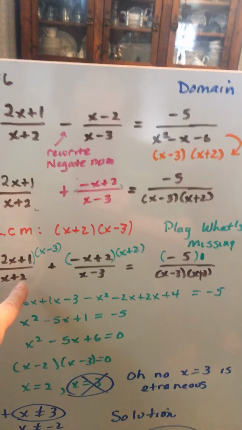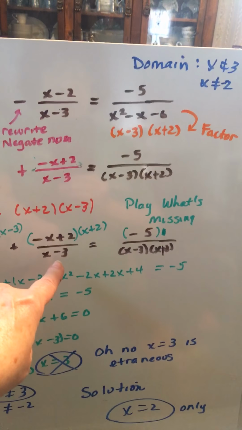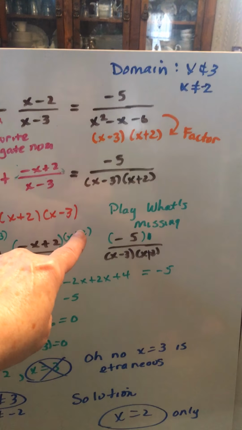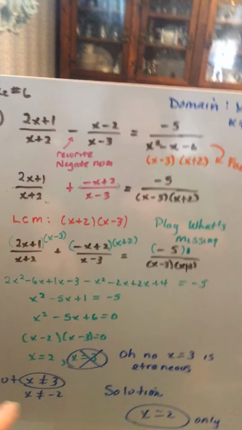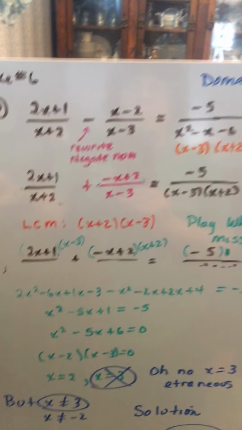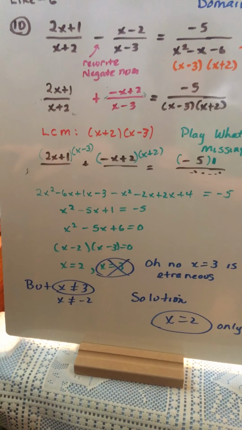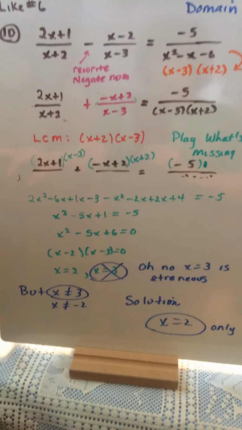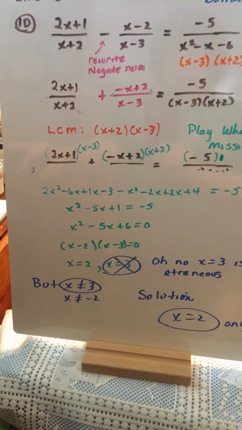We're just going to play what's missing. What does x plus 2 need? X minus 3. What does x minus 3 need? X plus 2, and what does this denominator need? 1. And so when I do that, I have said that I've already multiplied and canceled, and so I have to do all that distributing and combining, and be careful so you aren't a turkey and make mistakes.